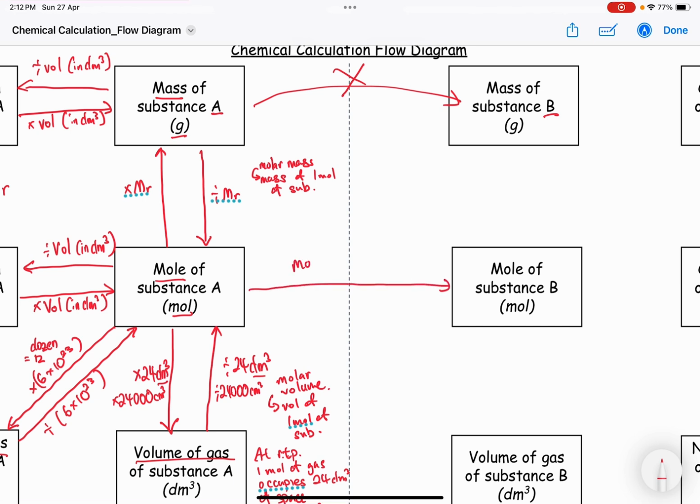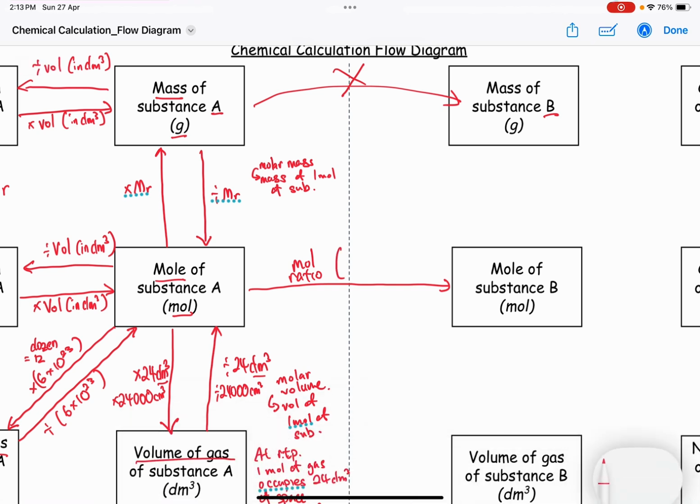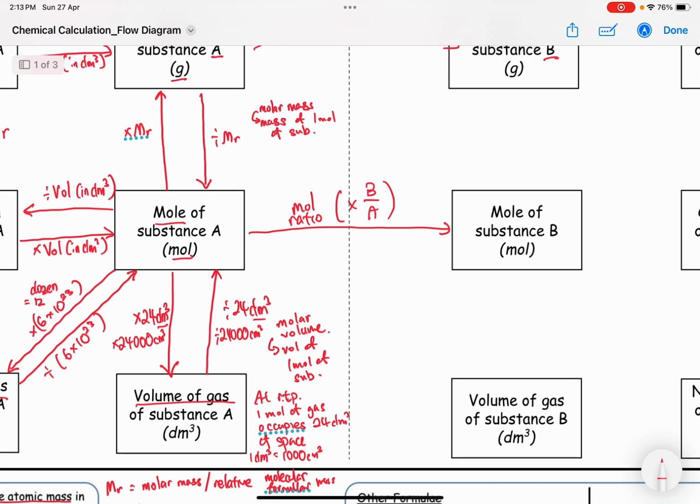Now, to get from mole of substance A to mole of substance B, you always need to multiply by the mole ratio of B over A. Question: where do this B and A come from? Let's say, for example, I have N2 plus H2 gives me NH3. If I balance it, it will be 3 over here and 2 over here, right? Let's say substance A is nitrogen, and B is ammonia.